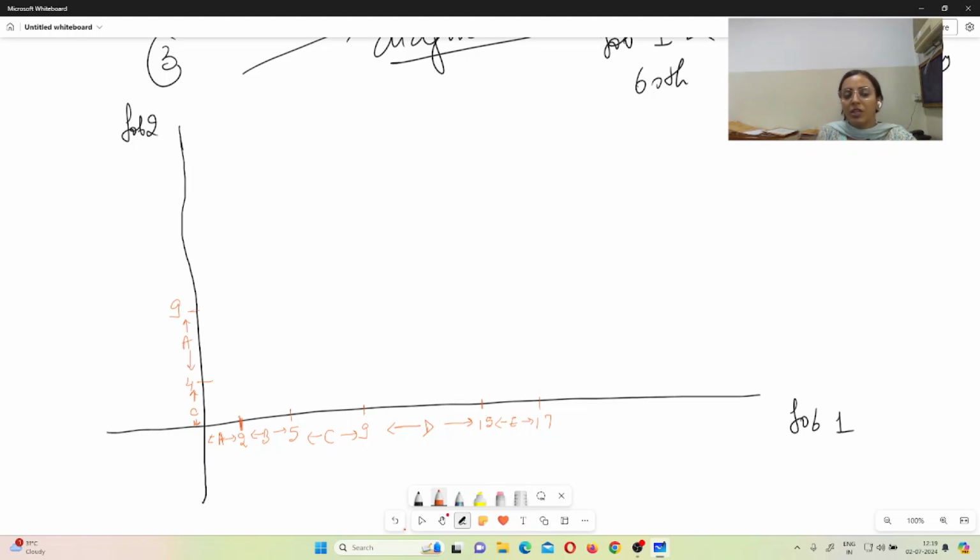Now D is taking 3. 9 plus 3, that will be 12. So here 12, and that part will be D. Now E is taking a time of 2 hours. 12 plus 2, that will be 14 over here, and it is a part of E. And the last one is B, and B is taking a processing time of 6. That means 14 plus 6, that will be 20. That will be your 20, taken by B. So what we get is that job 2 has a processing time of 20.